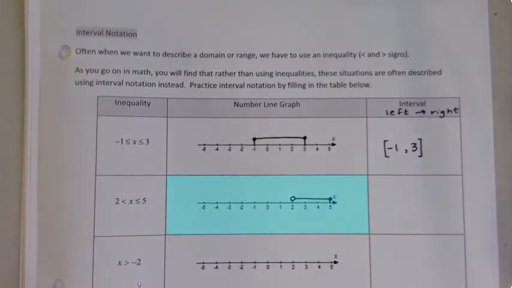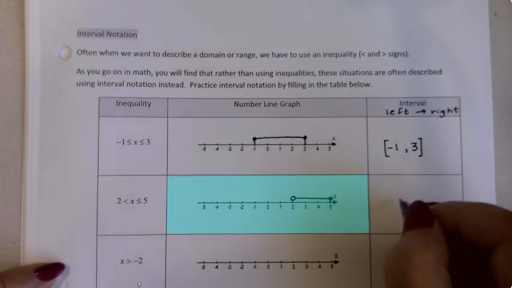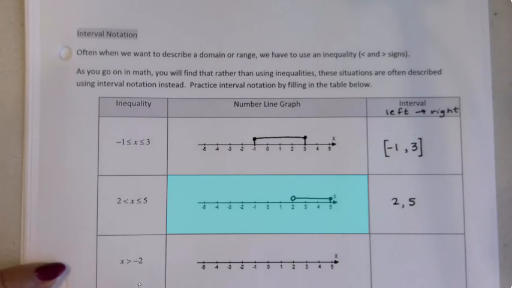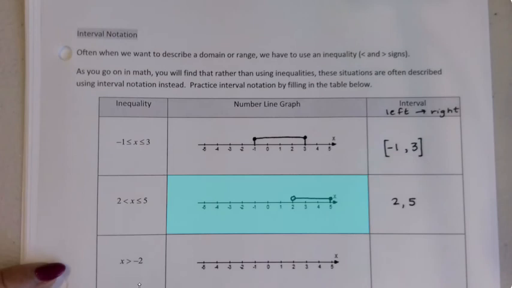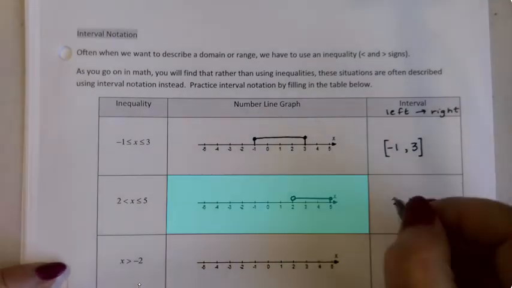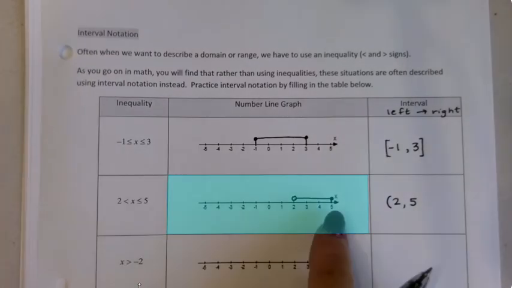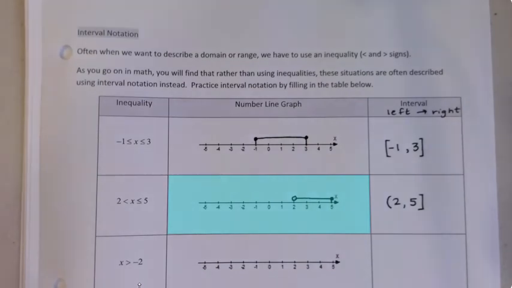Again, intervals always represent continuous situations. So reading my interval from left to right, my values go from 2 to 5. Now this time I need to show that x can't actually equal 2. And I do that with a parenthesis. X can equal 5. So I'm going to put the bracket on that.